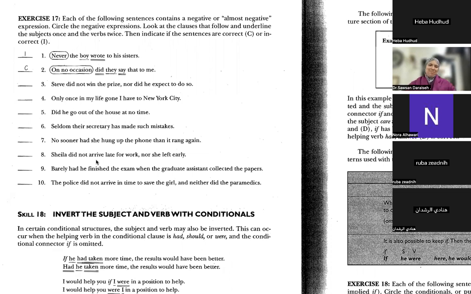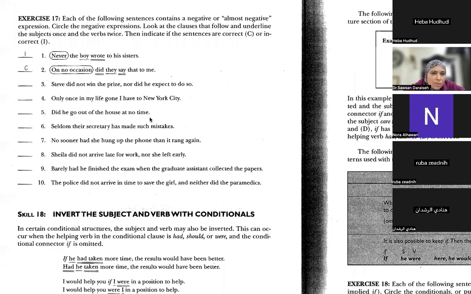I want number 5. Did he go out of the house at no time? I think did he went of the house at no time? Because we have did. This is not the problem. The problem is, listen to me, what the problem is. Okay. We have at no time. Why don't we bring this first of all and put it at the beginning of the sentence?